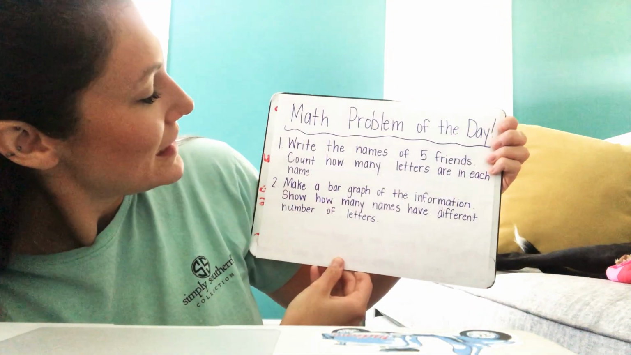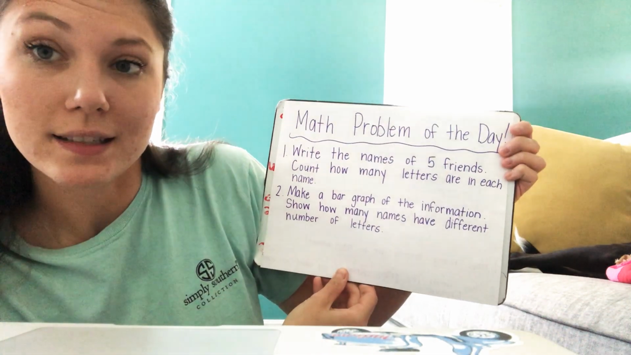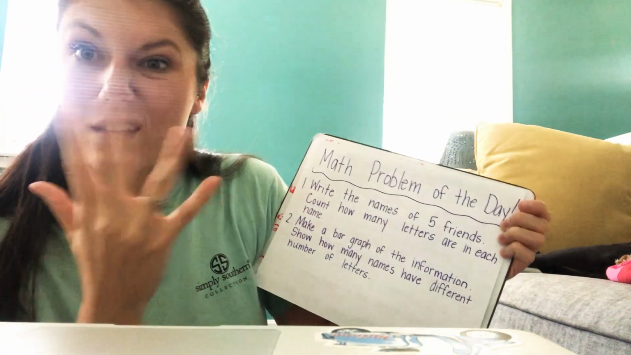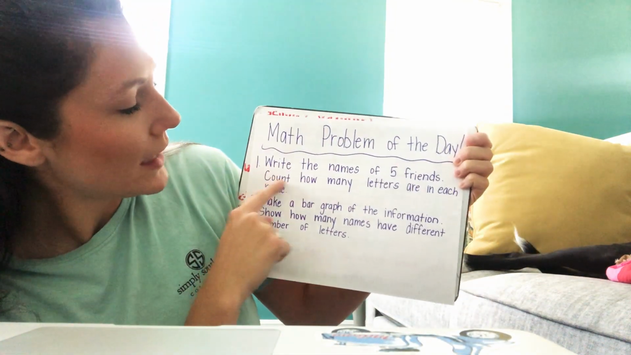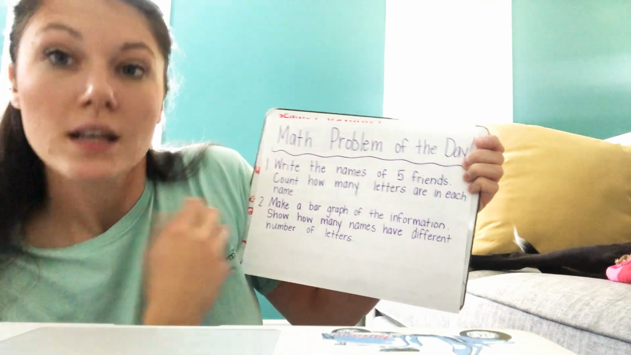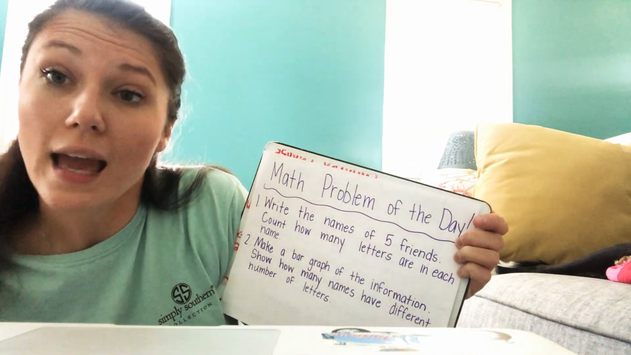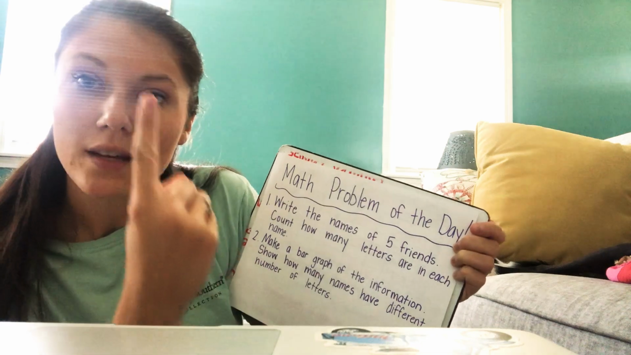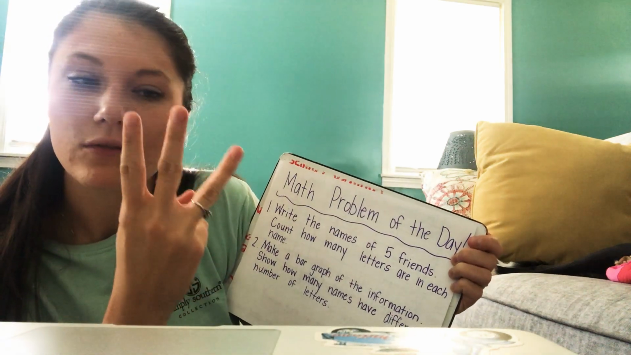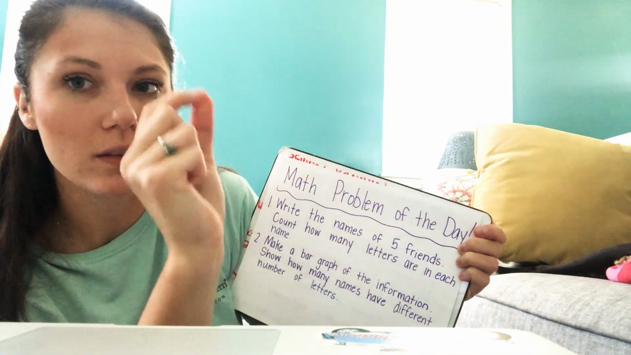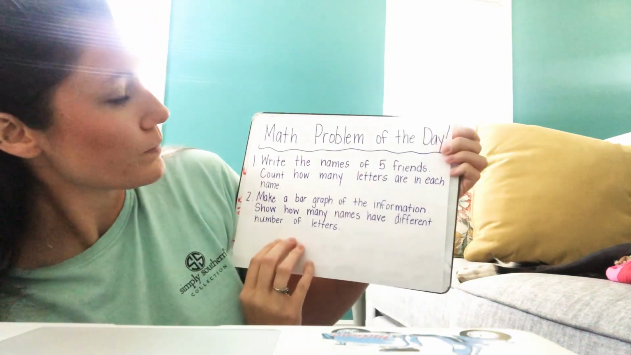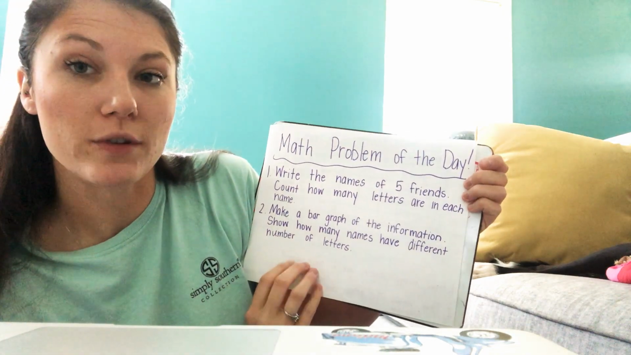All right, and so here is a problem of the day, and I hope you guys have fun with this one. It says, write the names of 5 friends. So go ahead, pause the video, think of 5 people that you are friends with. And then afterwards, you're gonna count how many letters are in each name. So if I had a friend named Ava, Ava has 1, 2, 3 letters, A, V, A. So she has 3 letters. So beside her name, I'm gonna write 3 letters. And you would do that for all 5 of your friends.